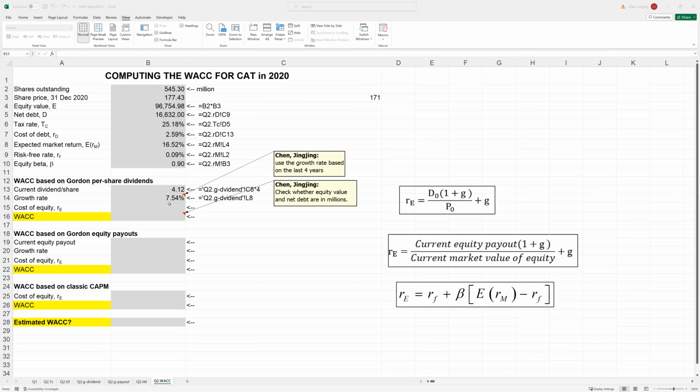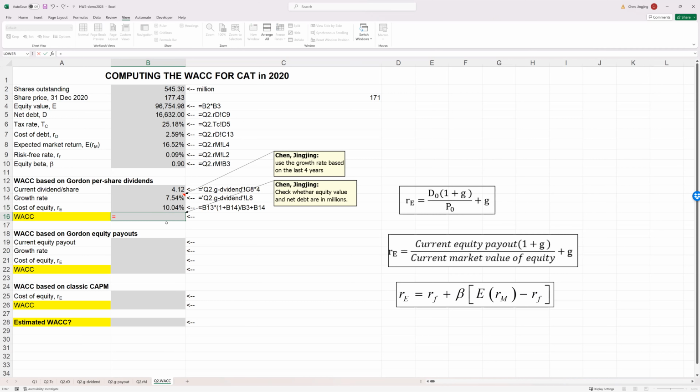And then cost of equity. For your convenience, I have attached the model here already, so we'll just plug in the numbers. It equals the dividend times 1 plus growth rate, divided by the price, plus growth rate.